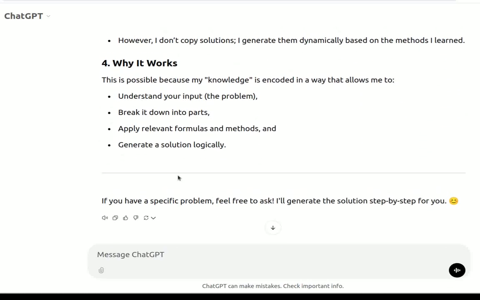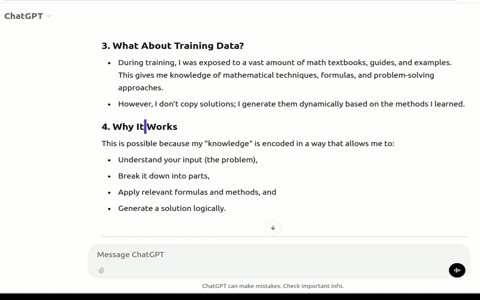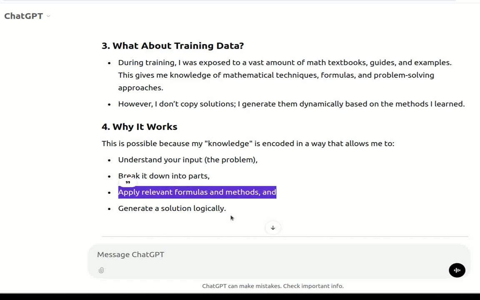And why it is thinking that it is working. Okay, so this is working because this knowledge is properly organized to understand our input and break it down into some parts and apply the relevant formulas and methods and generally generate the solutions logically. So for this reason it is saying that yeah, the problem is able to be solved using ChatGPT.